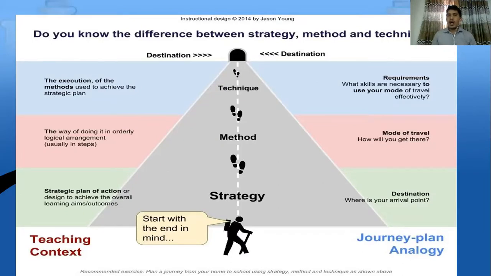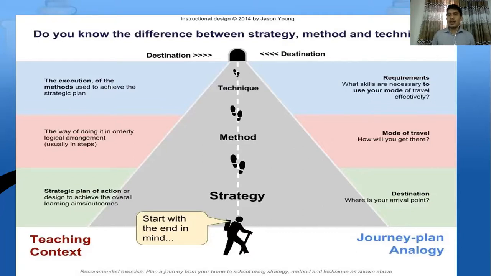All right. So take note that whenever we strategize, we begin with the end in mind. And when we speak of strategy in the teaching context, we're actually speaking of the strategic plan of action or design to achieve the overall learning aims or outcomes. So when we look at it in the journey plan analogy, there's a question that we need to answer, and that is, where is your arrival point? And in the context of science teaching, our destination is actually our learning outcome.